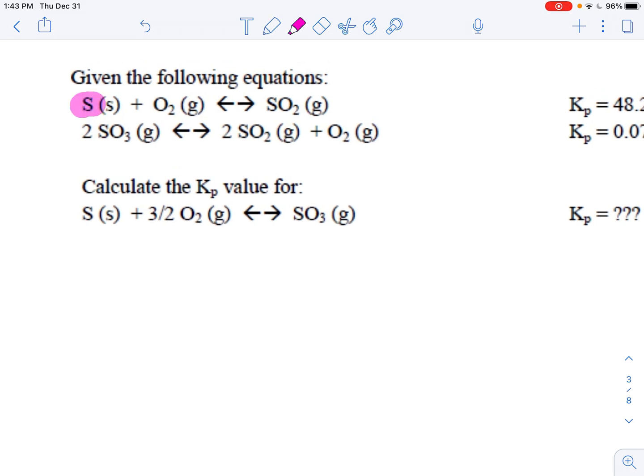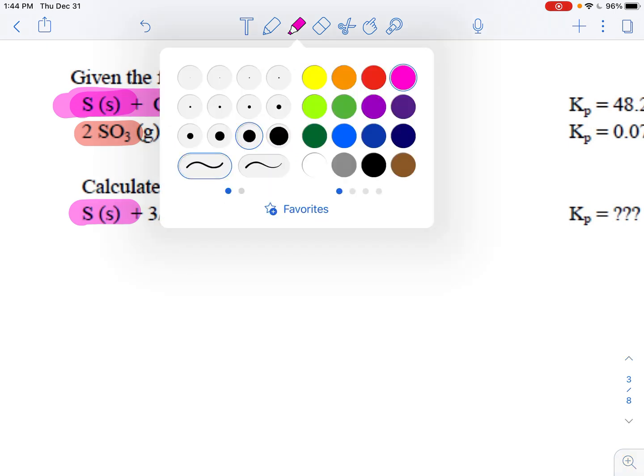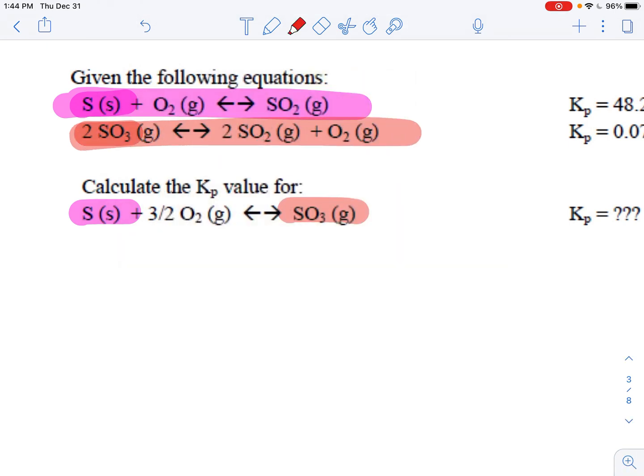It looks to me like I've got a solid sulfur where I want it, but then I've got two SO3s on the left and I only want one SO3 on the right. So we're going to leave the top equation exactly as it is and it'll all work out, but we're going to have to take this middle equation here and modify it. We're going to have to flip it so that the SO3 is on the right, and then we're going to have to cut it in half.